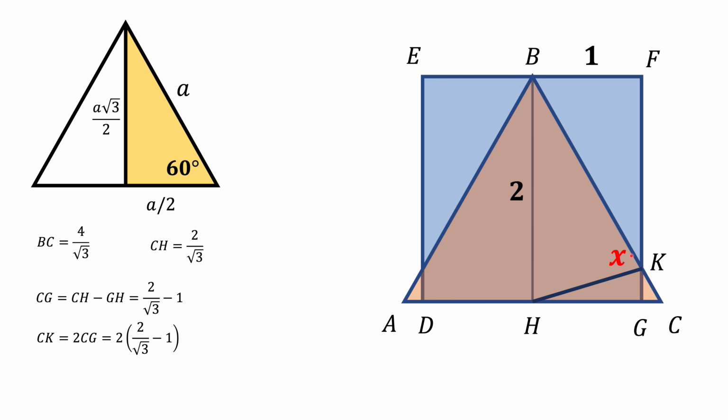Now we know BC, the whole side of the equilateral triangle. We know CK, so we can quickly calculate BK. And if we do, we'll get that BK equals 2. And now we see that triangle HBK is an isosceles triangle. In an isosceles triangle, the angles at the base should be congruent. So this angle H and this angle X should be equal to each other. And we know that angle B here is 30 degrees. So we can quickly calculate that X equals 75 degrees.